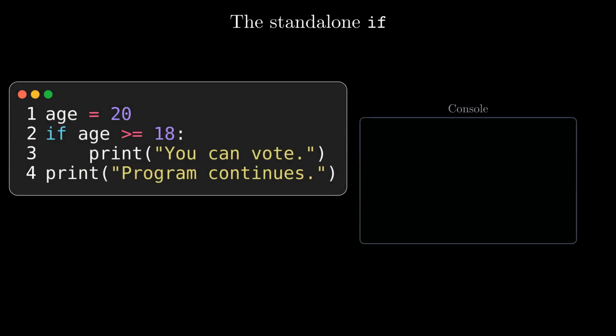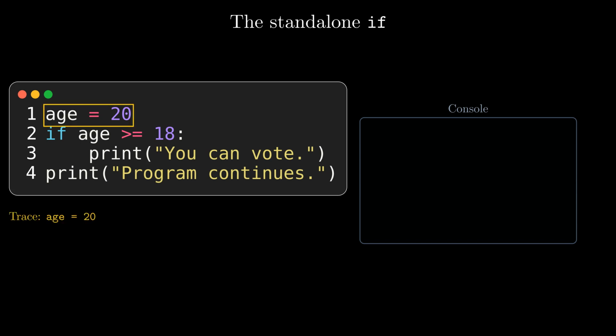The simplest branch is a standalone if statement. Write the keyword if, followed by a condition, then a colon. Any code indented beneath that colon belongs to the if block. When Python reaches the if, it evaluates the condition. If true, Python runs the indented block. If false, Python skips the entire block and moves to the next unindented line.